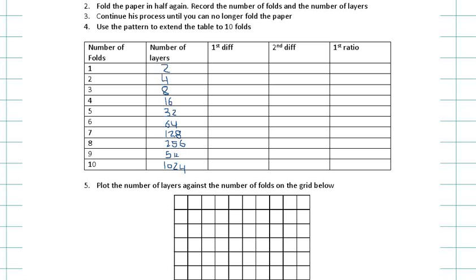Remember that for the first difference you have to start with the bottom and take away. So 4 minus 2, 8 minus 4, 16 minus 8, 32 minus 16, 64 minus 32, 128 minus 64, 256 minus 128, 512 minus 256, and 1024 minus 512.